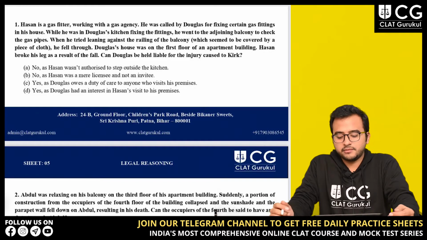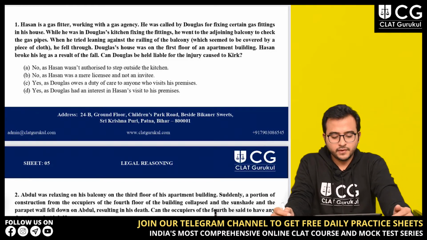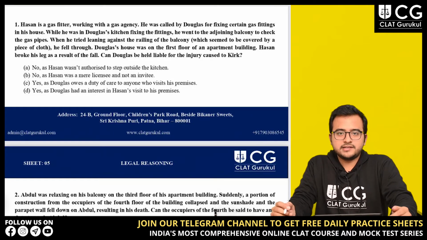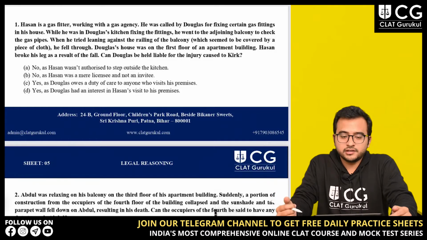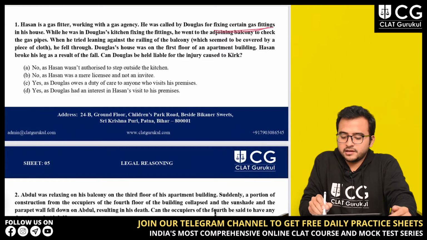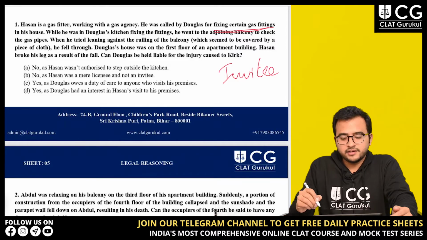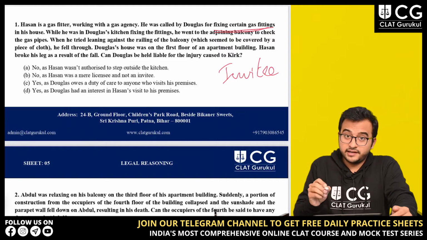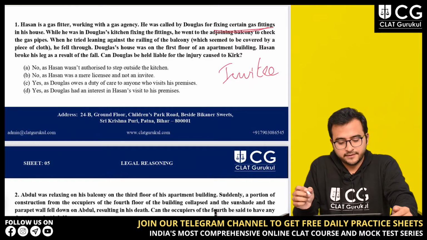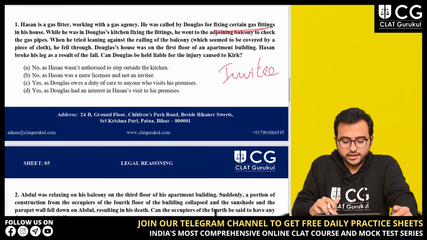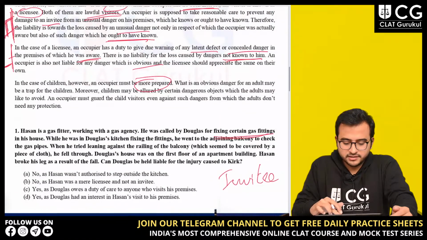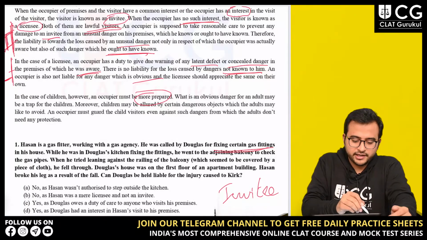Can Douglas be held liable for the injury? So here we can clearly see that since Hassan is a gas fitter and he has been called by Douglas to his house for fixing certain gas fittings, then what is Hassan? Hassan is an invitee. Why? Because Douglas is interested in Hassan's visit, right? So we have to relate these facts with this para, invitee.